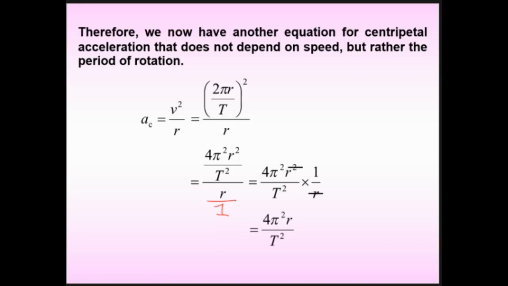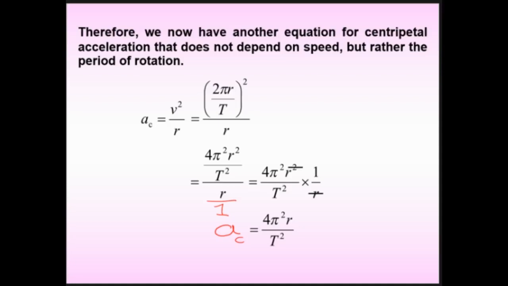And now I have a what? I have an equation of AC that has nothing to do with the speed. Or does it? Technically, it still has to do with the speed. It's just not visible to you. Speed is still there. It's just been simplified.